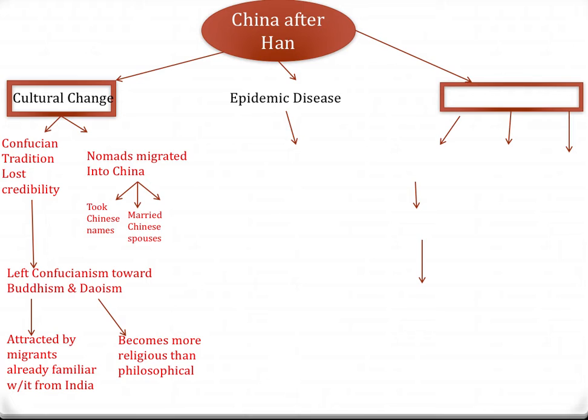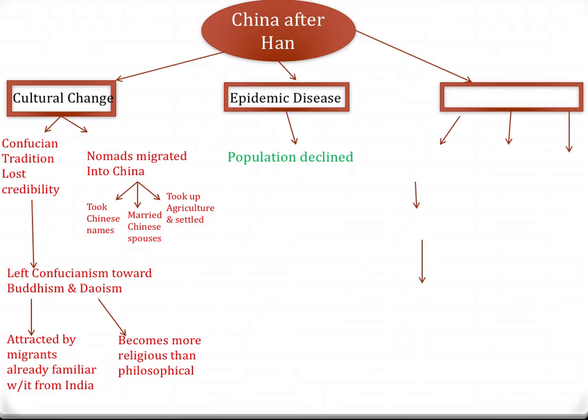And then the nomads, how they begin to assimilate. In terms of epidemic disease, we've already kind of talked about that and how the population will decline. And then, of course, lastly, one of the big reasons for the Han Dynasty to fall, and what we see after the Han, is political problems that exist. Loss of ability to maintain order.